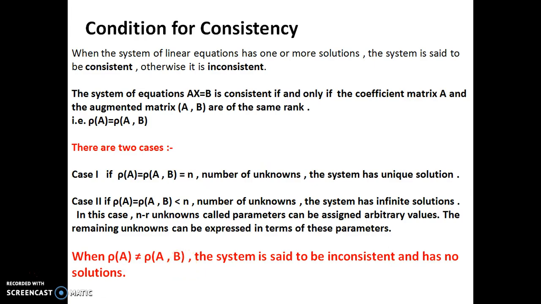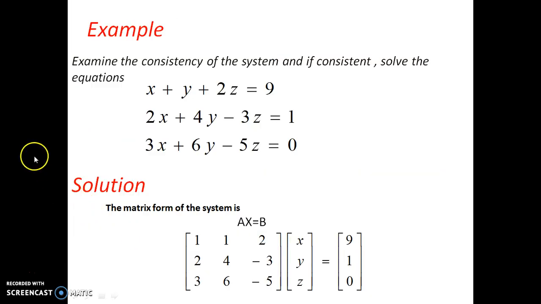For example, we take one example: examine the consistency of the system, and if consistent, solve the equations. This means if it is consistent, then we find the values of the unknowns x, y, z. The problem is x + y + 2z = 9, 2x + 4y - 3z = 1, and 3x + 6y - 5z = 0. Now we have to find the solution of this system.